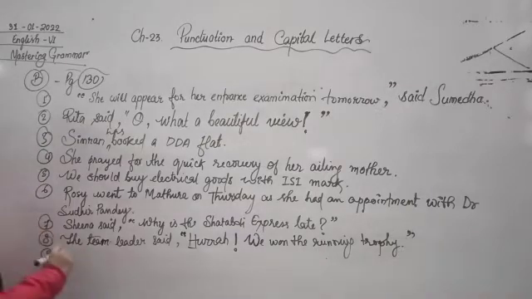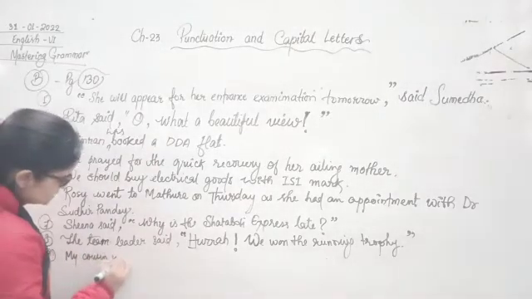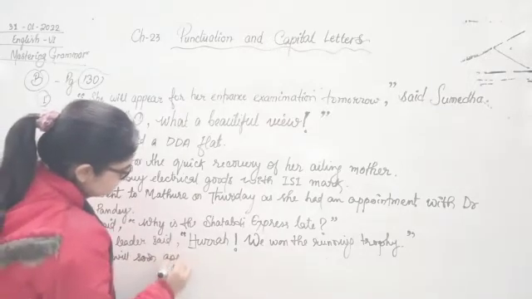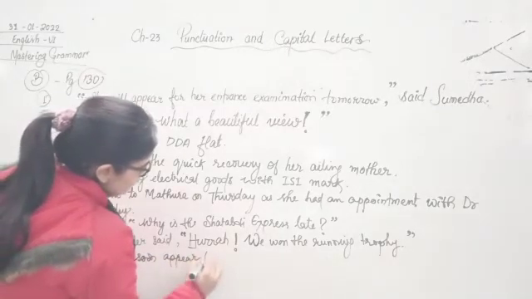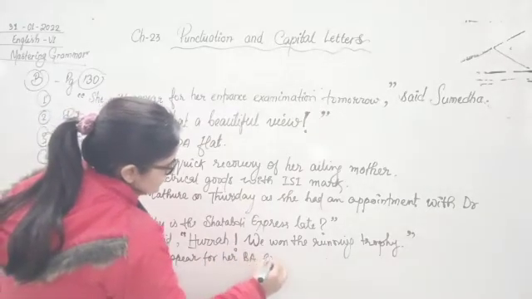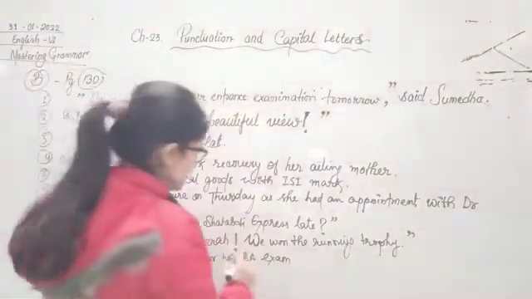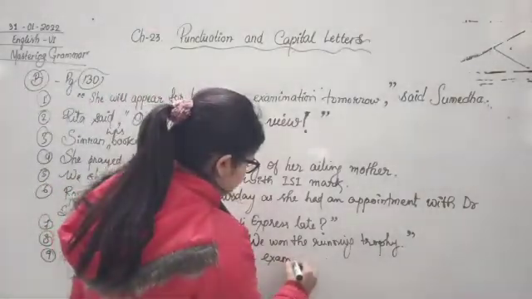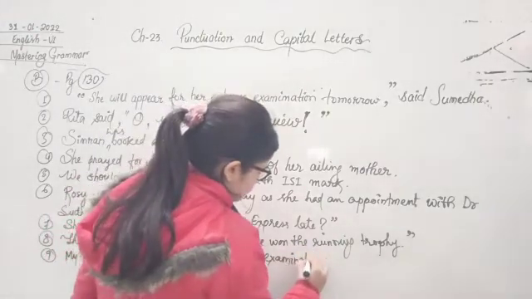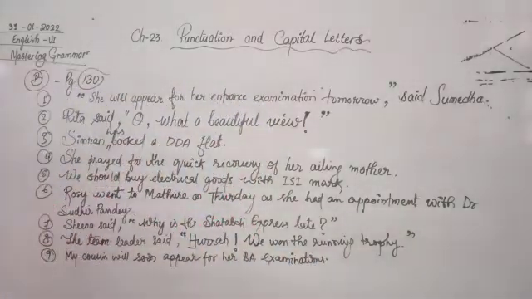Now number 9, my cousin will soon appear for her BA examination. So my cousin, M capital, will soon appear for her BA examinations. B and A will be capital because it's an abbreviation for Bachelor of Arts. Her BA examinations. Yes, full stop.